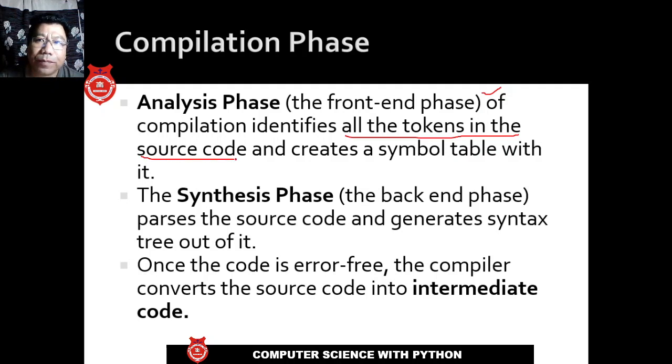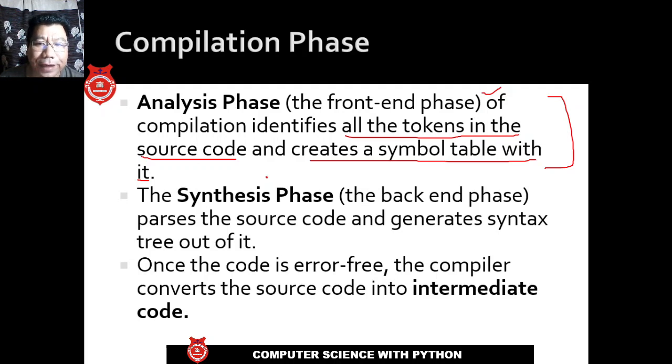What are the words which are used in the programming code? And what are the operators which are used in the code, like plus, minus, etc.? And it will create a symbol table with it. All the tokens will have a symbol table. So this phase is known as the analysis phase. The next one is the synthesis phase.